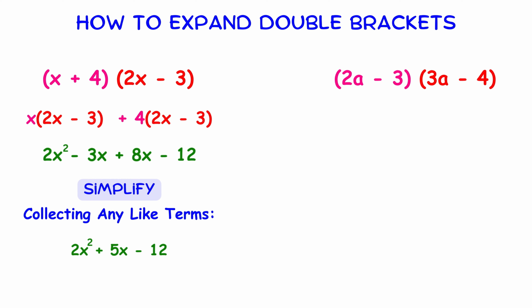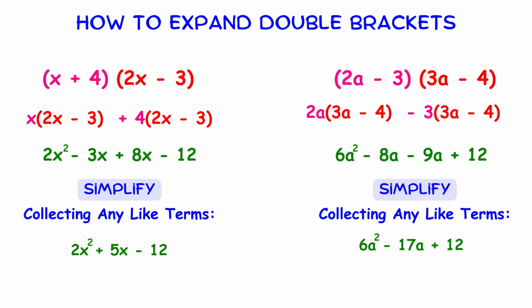For this next question, we need to multiply 2a minus 3 by 3a minus 4. So again, we can start by drawing our arrows to indicate which things we're going to need to multiply. So the 2a needs an arrow to the 3a and the minus 4, and the minus 3 also needs arrows to the 3a and the minus 4. Next, we just work out all of our multiplications.